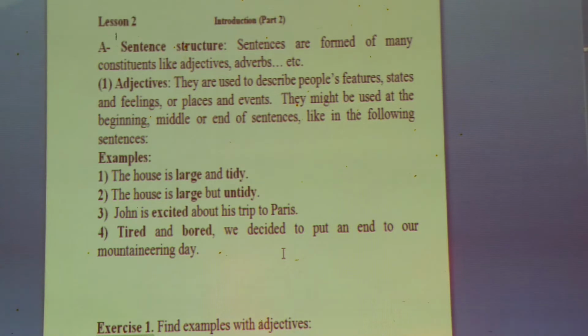The house is large and tidy. The house is large but untidy. John is excited about his trip to Paris. Tired and bored, we decided to put an end to our mountaineering day.